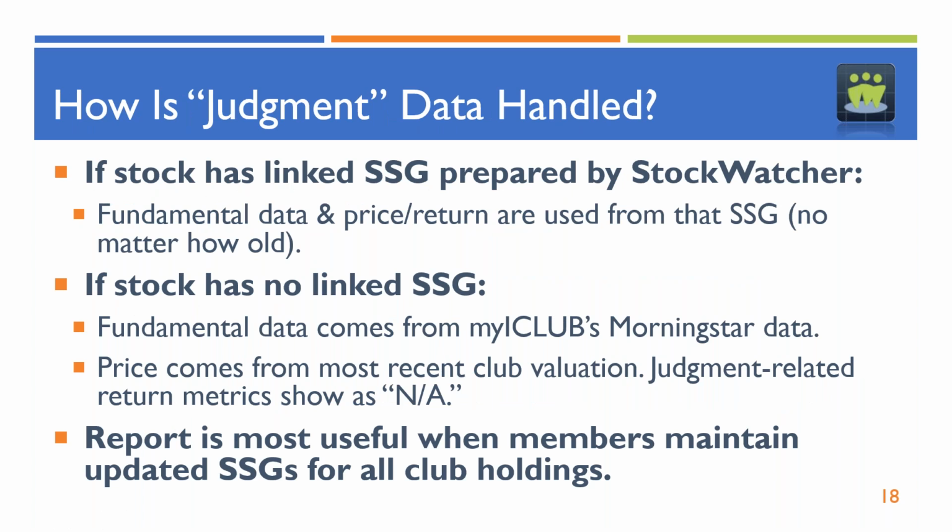Now, the portfolio review report includes what we refer to as judgment data. Judgment data is based on the stock selection guide elements that the user sets, such as earnings growth rates or sales growth rates, selected high and low PE ratios, selected high and low prices. These are all subject to the individual's analysis. And so the report shows the results based on that judgment.